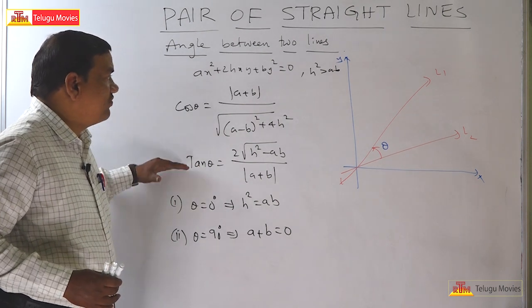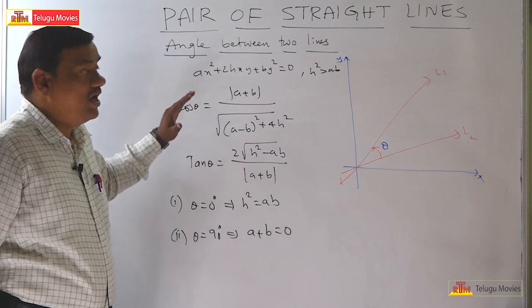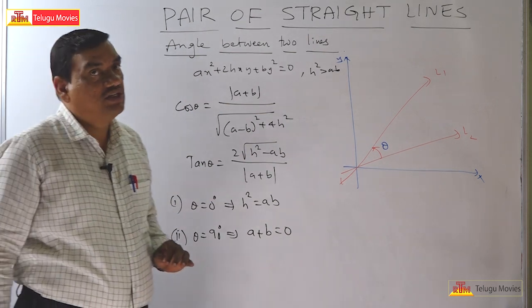So this is the cos theta formula. So this is the tan theta formula. I hope that you understand this concept.